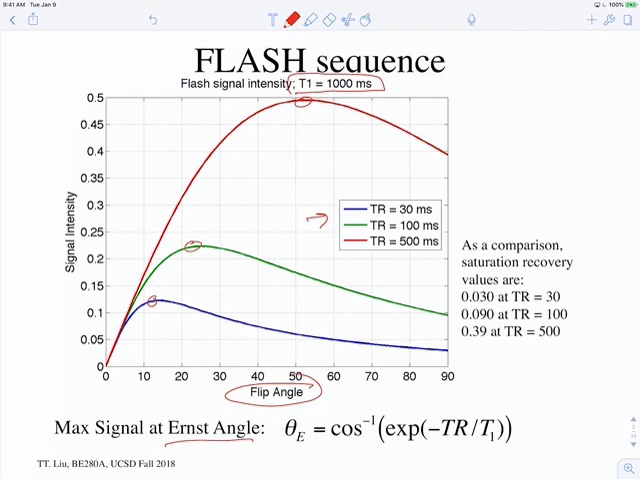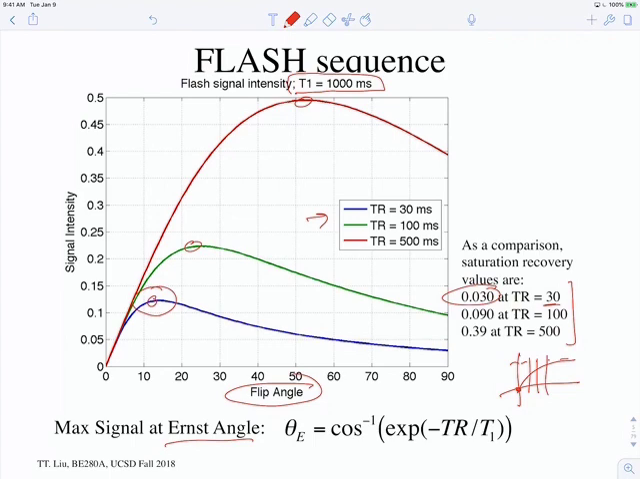For comparison, these are the values you would get with saturation recovery. If you just did the typical 90-degree pulse and waited around at different TRs, you would be picking up the signal at different TRs. You can see that if you do saturation recovery with a TR of 30 milliseconds, you only get 0.030, whereas if you use the flash, you get like 0.13 or something. So it's like a factor of 4 increase. That's huge, right?